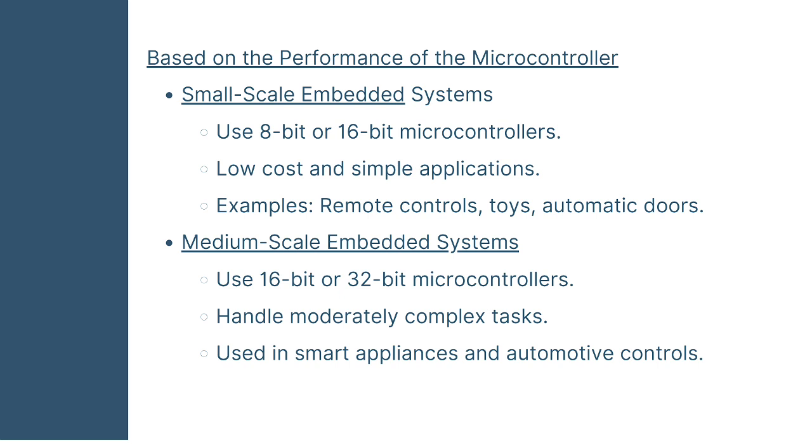Based on the performance of the microcontroller, we have three subsidiary parts. Those are small scale embedded systems. Small scale embedded systems are the ones that use 8-bit or 16-bit microcontrollers, for low cost and simple applications. Examples: remote controls, toys, and automatic doors.